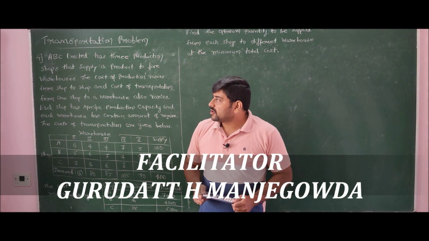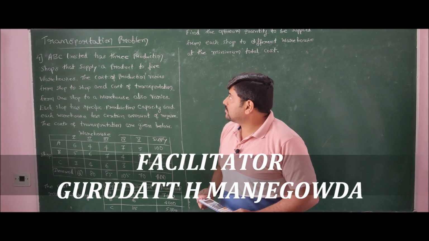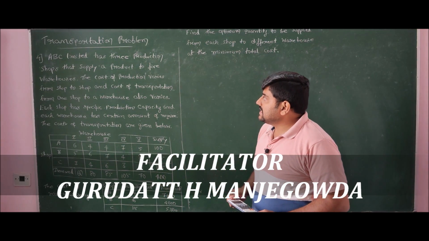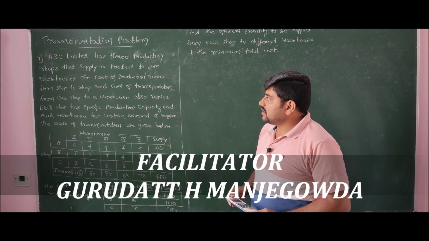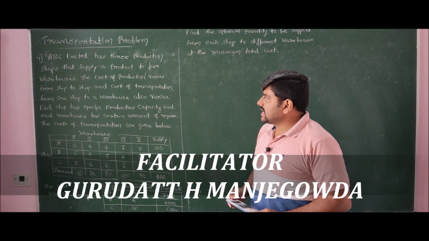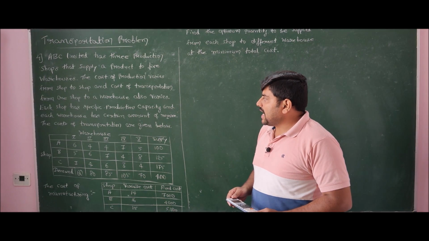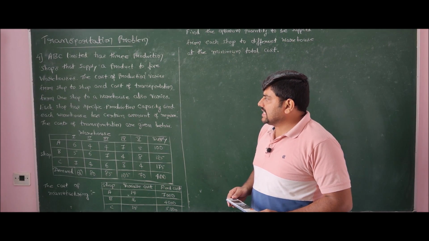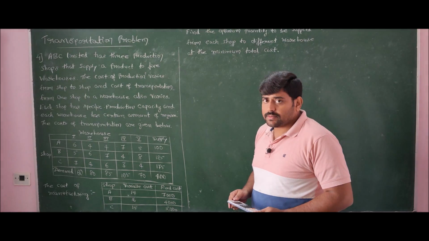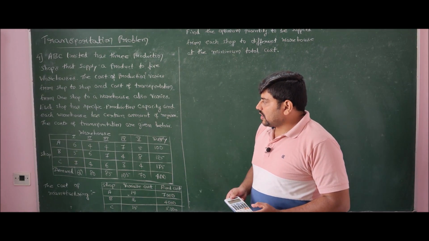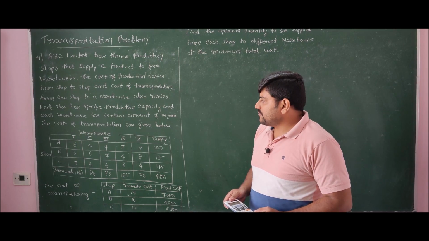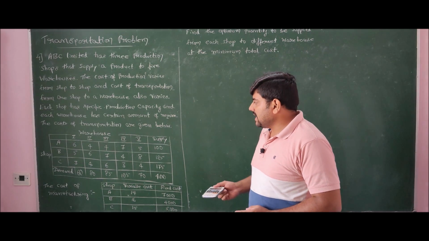Moving ahead, problem number 4 of our discussion on transportation problems states that ABC Limited has 3 production shops that supply a product to 5 warehouses. The cost of production varies from shop to shop and the cost of transportation from one shop to a warehouse also varies. Each shop has a specific production capacity and each warehouse has a certain amount of requirement. The costs of transportation are given below. So we have shops A, B, C and warehouses 1, 2, 3, 4, 5, and we have supply and demand given.